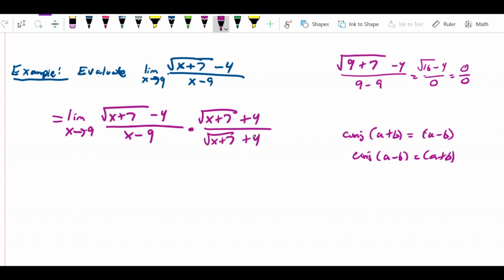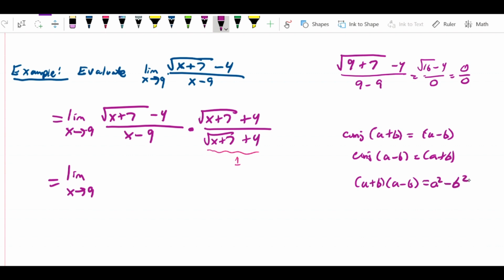I can't just multiply by the conjugate itself because I'd be changing the value of the expression. The point is, this expression, since it's just a thing over itself, is equal to 1, so I can multiply by that without changing the value of the expression. One nice thing about conjugates is that a plus b times a minus b equals a squared minus b squared.